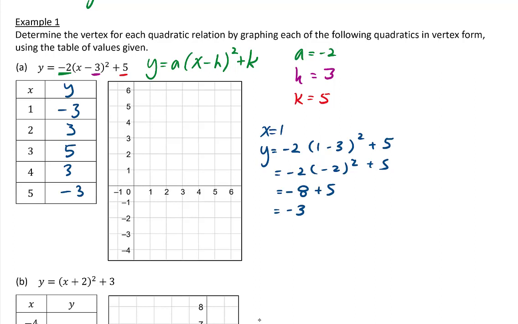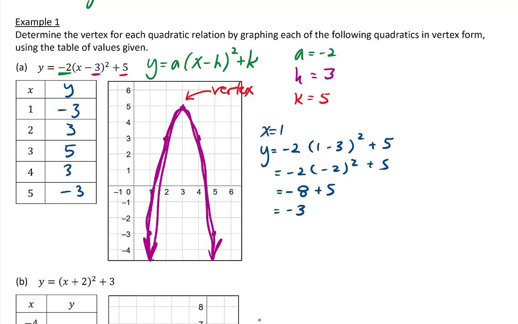And if we graph that, there's our (1, -3), our (2, 3), our (3, 5), our (4, 3), and our (5, -3). We get a parabola which opens downwards. But let's take a look at the vertex of this parabola. So here is our vertex, and you notice our vertex has the coordinates (3, 5). If you look closely at our vertex and our h and k value, you should notice something. It appears that our h and k value is our vertex.